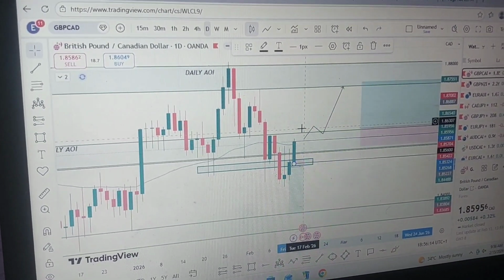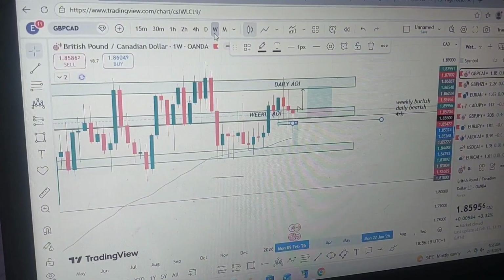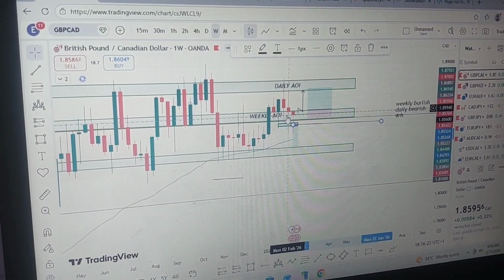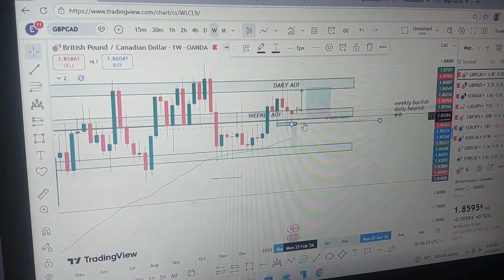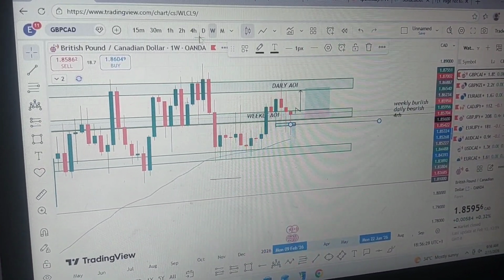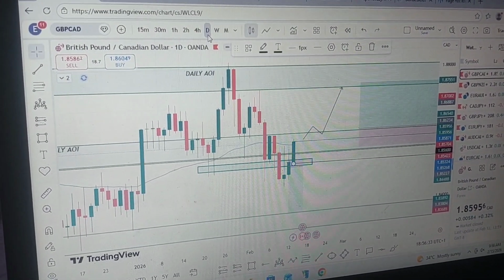I'm not expecting to sell this trade, because when you look at the weekly time frame, you will see that the weekly time frame is having a rejection from this weekly area of interest. So I'm waiting to buy this trade. So I'm waiting for the daily time frame to shift bullish for me to take this trade to the upside.